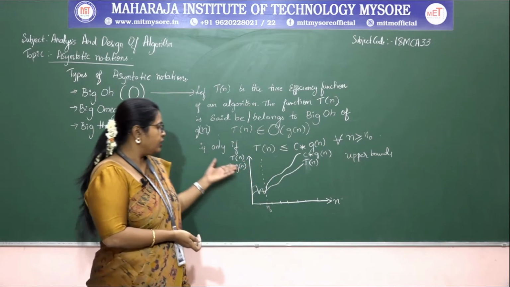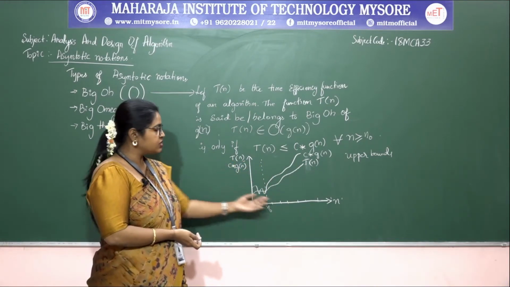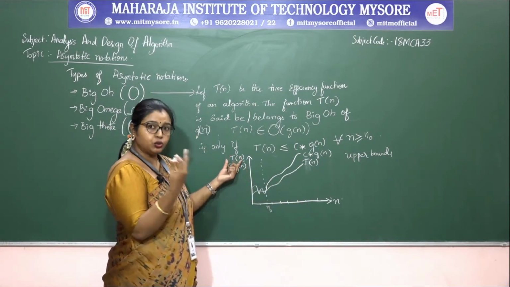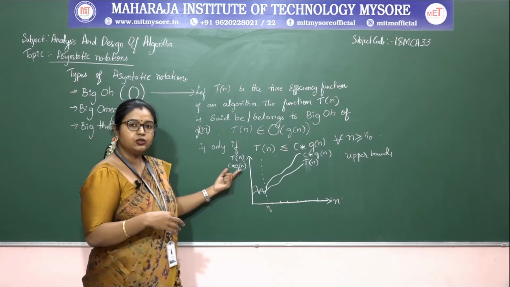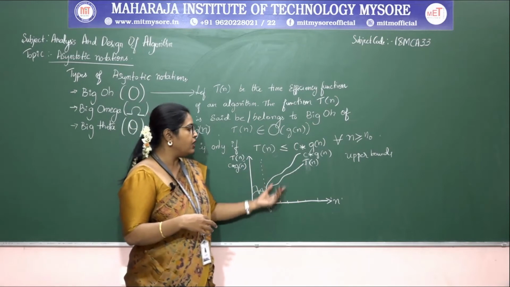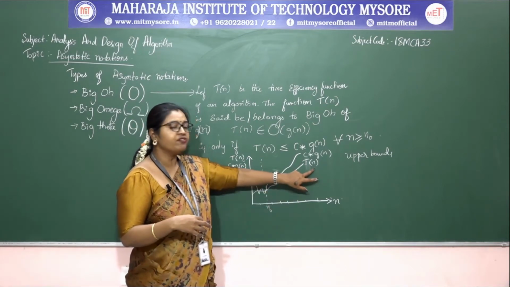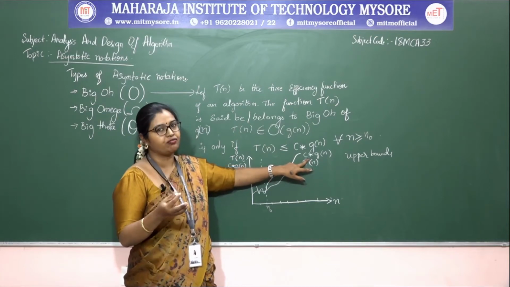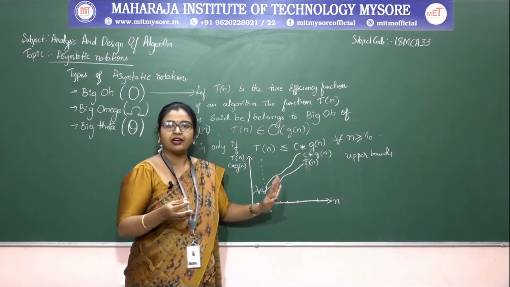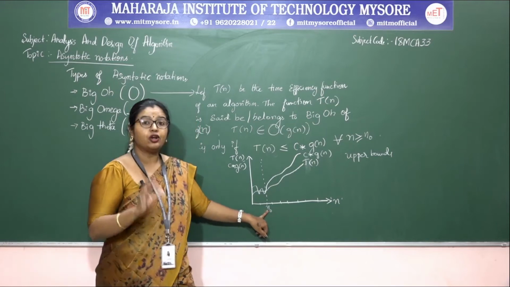So if I draw the graph of n versus the two different functions, that is T of n and c into g of n, the T of n curve should be lower than your c into g of n, for n number of values, after this n naught only.